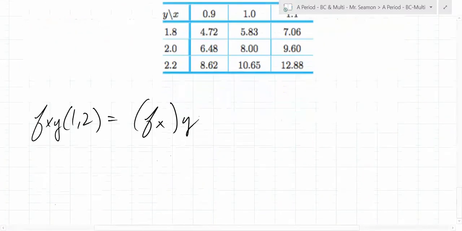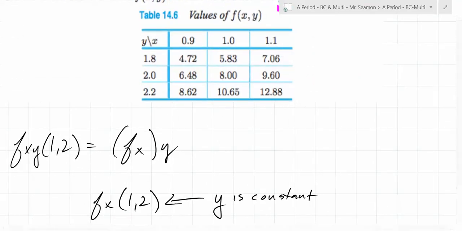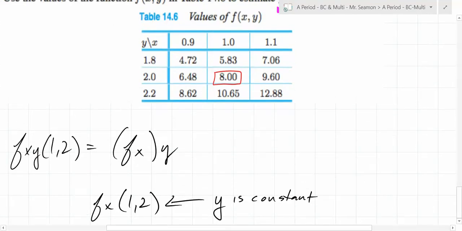fxy. So the first thing we need to find, if we're going to find this, we first need to find fx of 1, 2. And that's the rate of change with respect to x. So what stays the same? y is constant. So if y is constant right here, where's 1, 2? There's the point you're at right there, correct? So if you keep y constant, you're looking at that row. Is that correct?